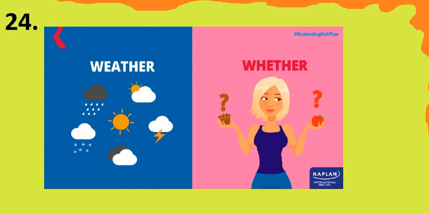Next we have weather and whether. Now these sound almost identical, but the spelling is important. This is where we can make mistakes. Weather describes the climate outside, whereas whether is a choice between one or another.